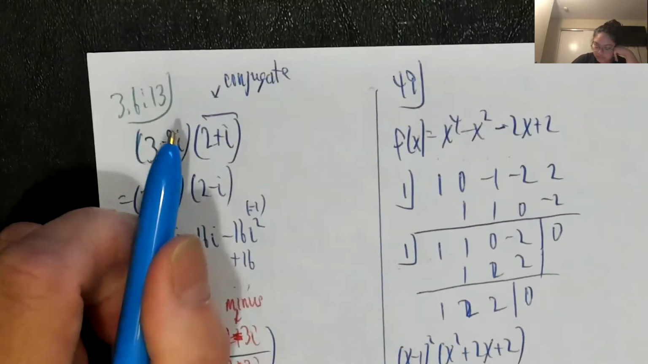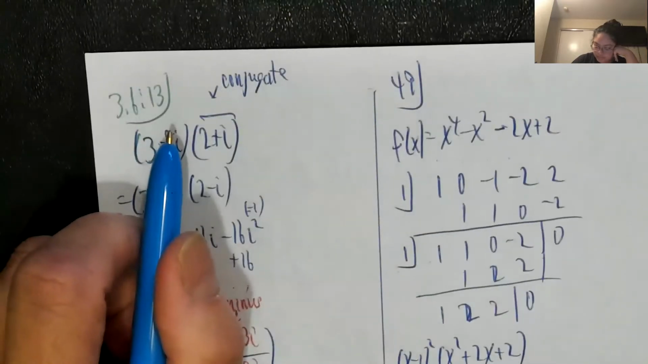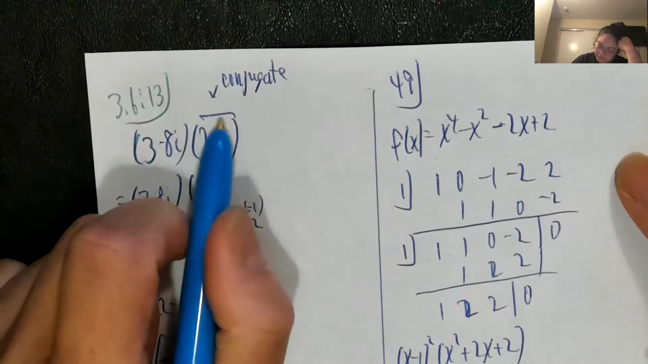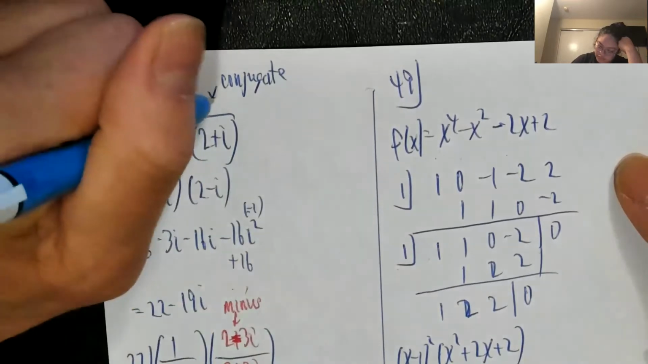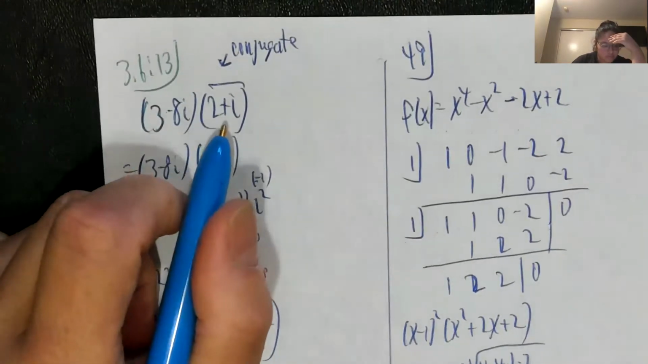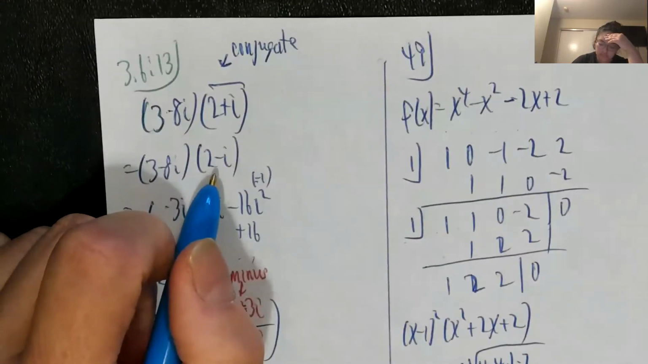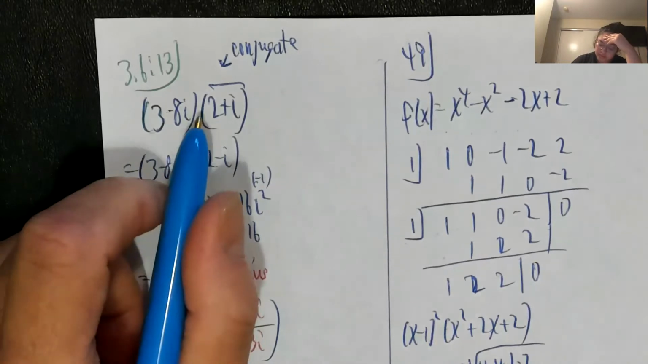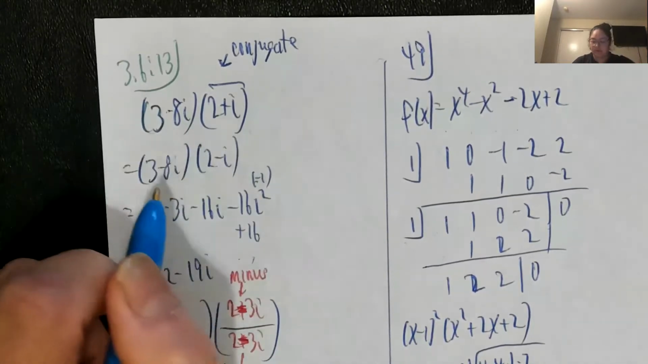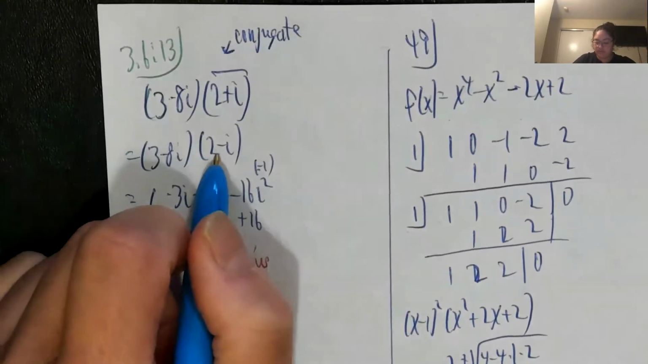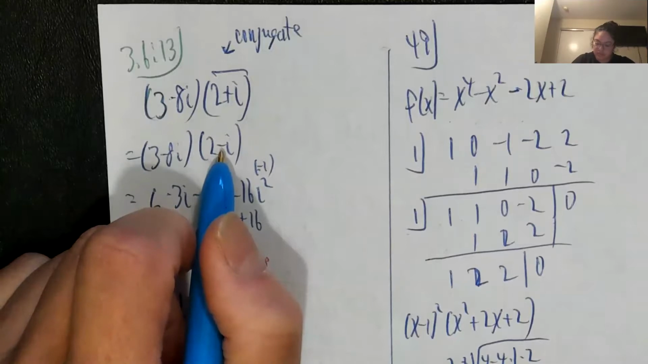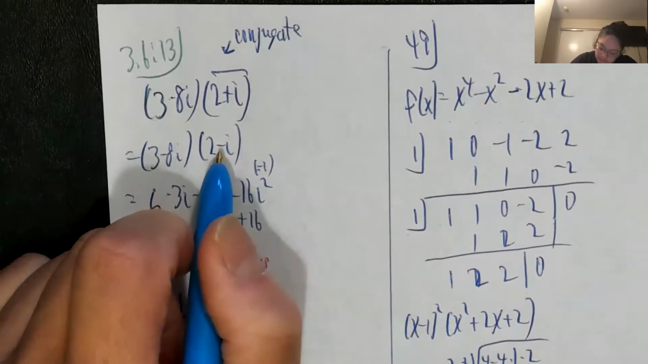Okay, 3.6 problem 13, we alluded to earlier. 3 minus 8i, 2 plus i with a bar. The bar means conjugate. The conjugate of 2 plus i is 2 minus i. So it's just another way of saying give the conjugate of 2 plus i, or give 3 minus 8i times 2 minus i. That's all they mean by that extra stuff that they have there.